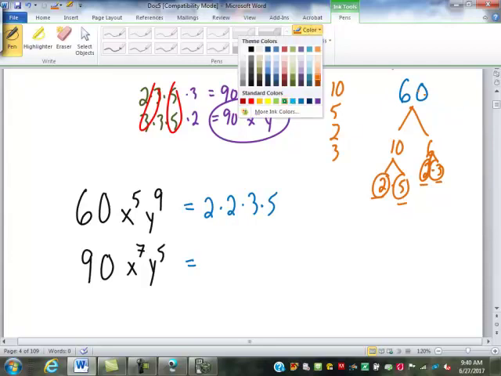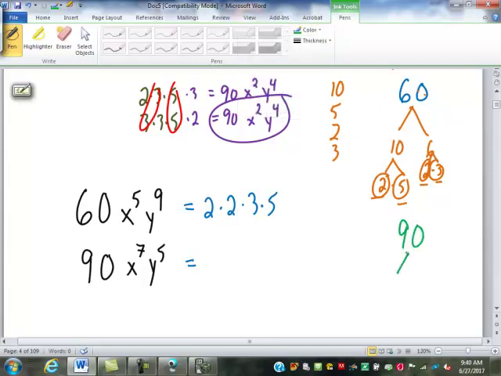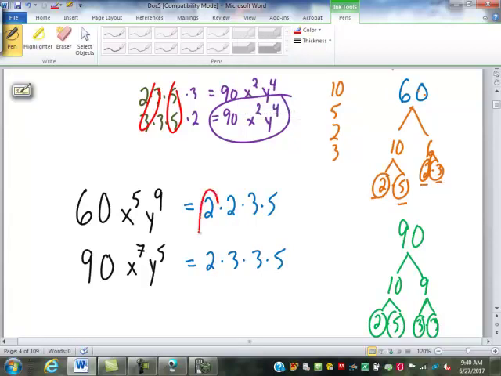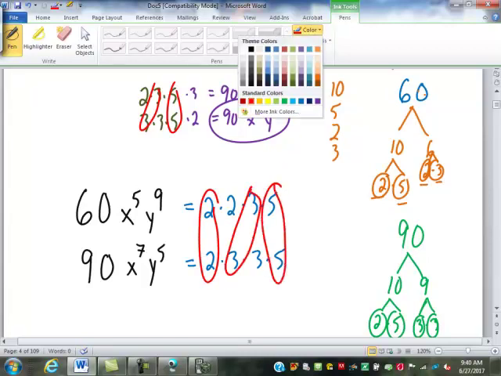Do the same with 90. It ends in a 0, so I know it divides by 10. What would be left over? 9. 10 splits into 2 and 5, both prime. 9 splits into 3 and 3. Those are both prime. So 90 is 2 times 3 times 3 times 5. So now looking at it, they both have a 2, both have a 3, they both have a 5.